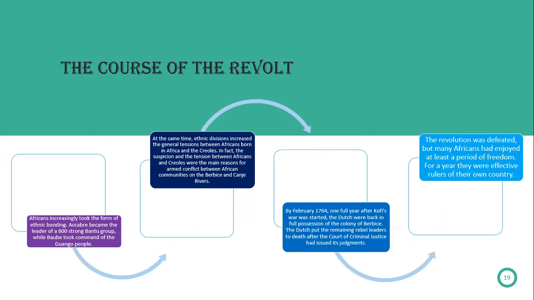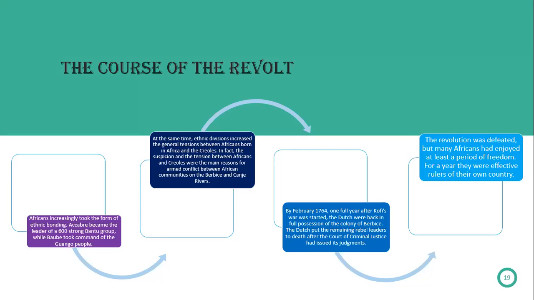Africans increasingly took the form of ethnic bonding, and Akab became the leader of a 600-strong Bantu group, while Bob took the command of the Gwango people. But at the same time, ethnic divisions increased, and the general tensions between Africans born in Africa and the Creole rose. In fact, suspicion and tension between Africans and Creoles were the main reason for armed conflict between African communities on the Berbice and Canje rivers.